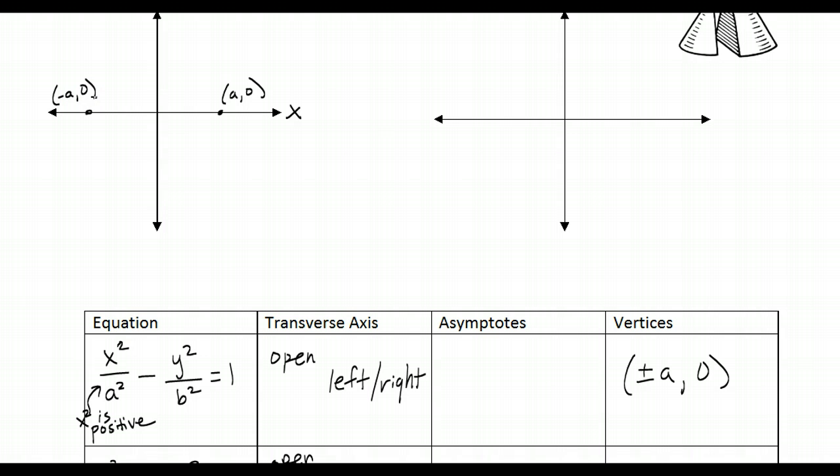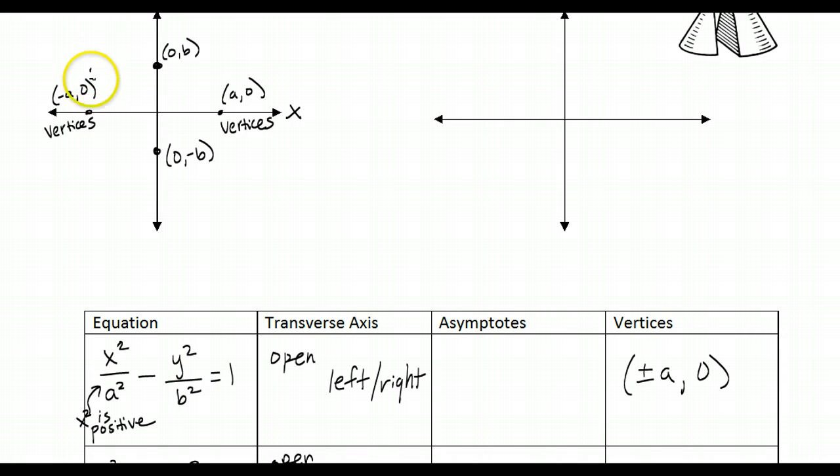Now, this is kind of strange, but we don't have covertices here. We only talk about the vertices, and the vertices are where my graph goes through. I will graph the other point, but I don't call it a covertex or anything. It's just, here it is. It's the point (0, b) and (0, negative b). And I find b by taking whatever number is underneath this y squared and square rooting it, and I will show you that a little bit later.